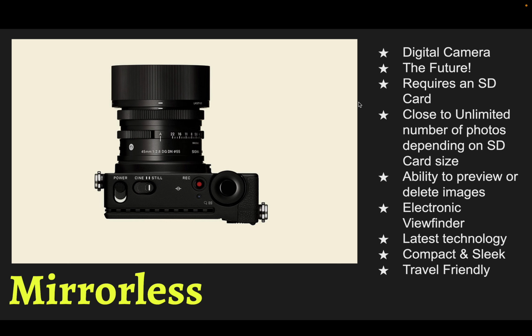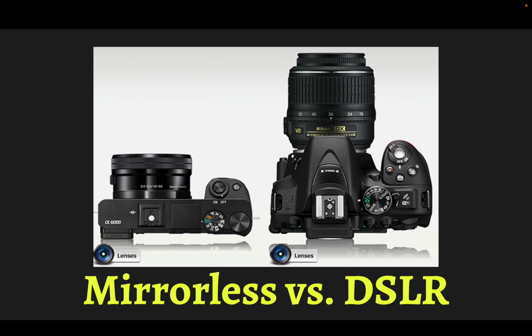So getting more into this particular slide, the mirrorless camera also requires an SD card, similar to the DSLR, to record images. It's close to an unlimited number of photos, depending on the SD card size. There's also, of course, the ability to preview or delete images, so same thing as the DSLR. A unique thing is that it uses an electronic viewfinder, which I will talk about in a little bit. And of course, it's the latest technology, compact and sleek, and travel friendly.